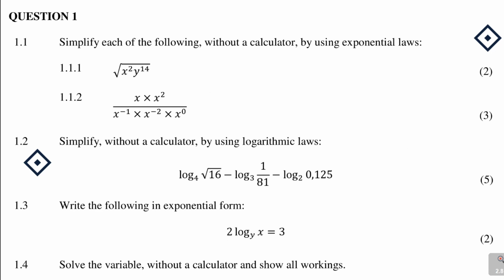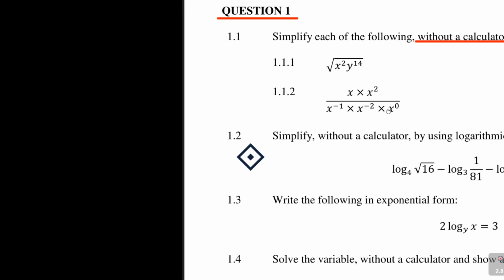So let's start this question. Question number 1. It says here, simplify each of the following without a calculator, you see, there is the key, by using exponential laws. So the first is 2 marks. All right, how could we have approached this one? 1.1.1 here, that's what we're looking at.